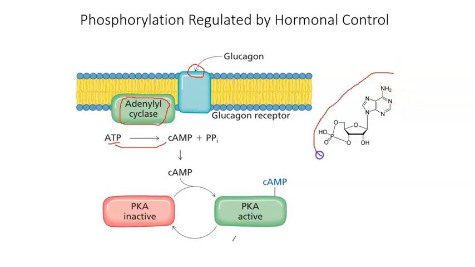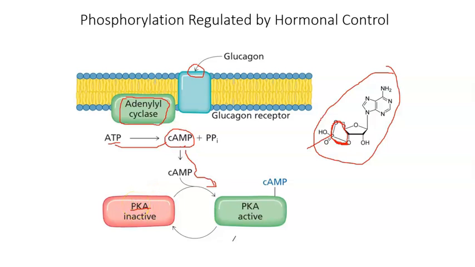This is cyclic AMP. It's cyclic because we make this circular shape here. Instead of having the phosphate group come off the end, it creates this phosphobond on that same sugar molecule here at the bottom. So cyclic AMP is a signaling molecule that can then activate this PKA.